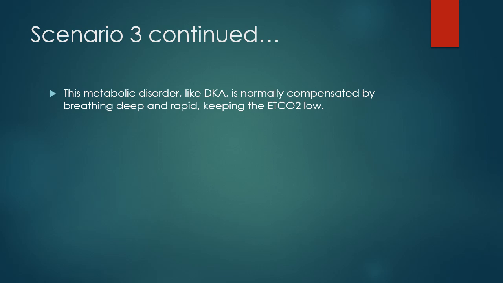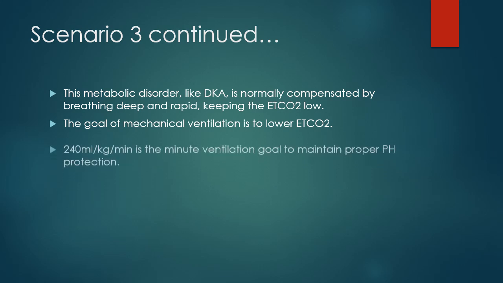All right, so to just reiterate some things that I've already said. This is a metabolic disorder. You have to be able to compensate for these patients by breathing deep and rapid and blowing off CO2. So your vent settings are going to have to match that. So your goal is to keep an end tidal CO2 on the lower end. It isn't necessarily going to be in this situation to make their end tidal CO2 normal.